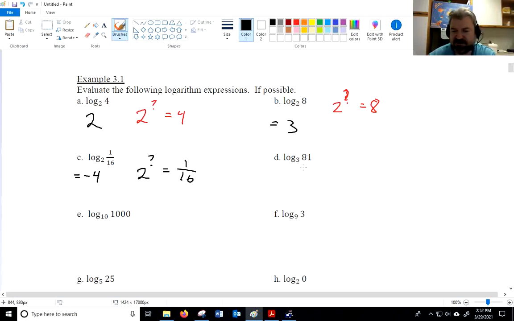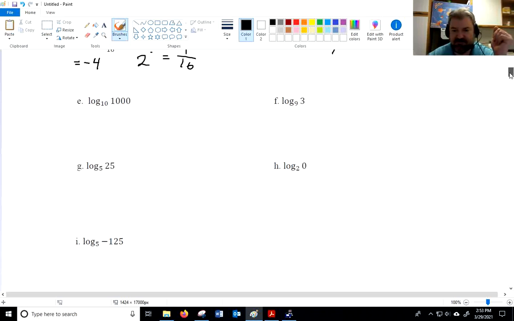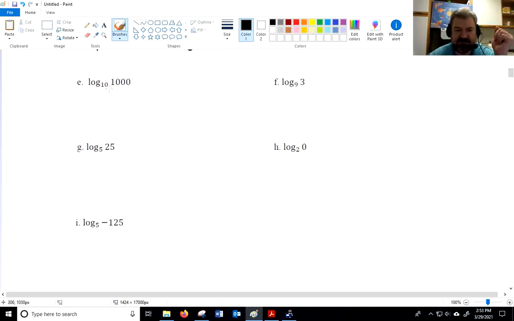Log base 3 of 81. 3 to what power is 81? Well, 3, the first power is 3. The second power is 9. The third power is 27. And the fourth power is 81. So this is 4. Log base 10 of 1,000. 10 to what power is equal to 1,000? Well, log base 10, you just count the zeros. This is 3.